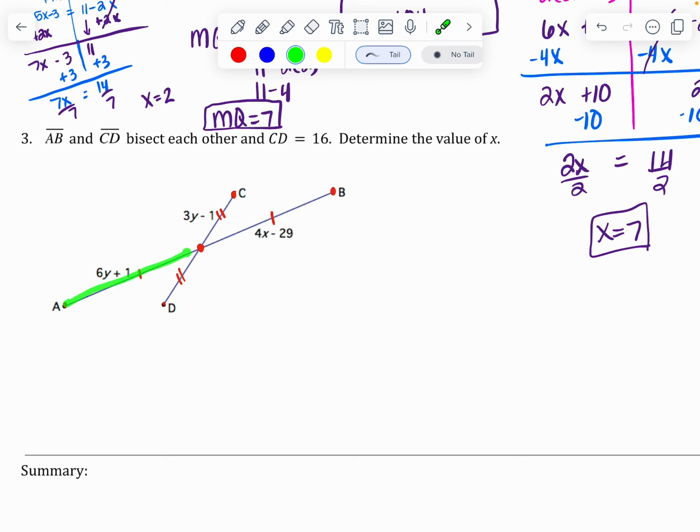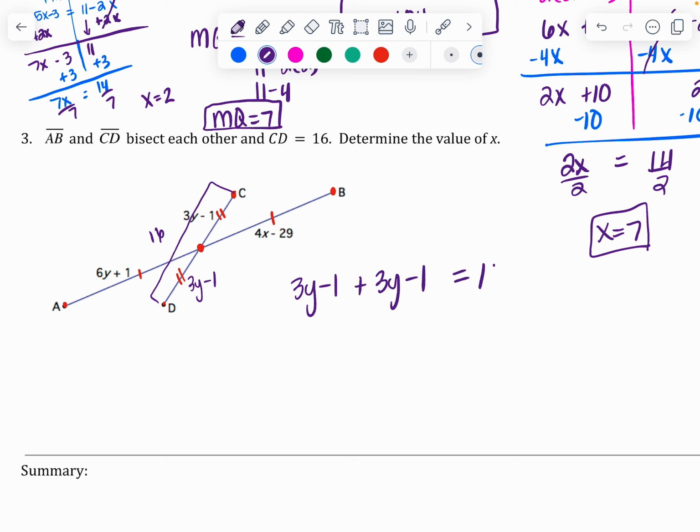So notice that this one has a y in it and this one has an x. So I'm not able to set these two equal because they have different variables. However, I do know that the total length of this one is 16, and I know that these are congruent. That means that I know that this piece is also 3y minus 1, and that together the total distance is 16. So all together this distance is 16. So I could solve for y by doing 3y minus 1 plus 3y minus 1 is equal to 16. And adding the like terms gives you 6y. Negative 1 plus negative 1 is negative 2. Be careful with that.